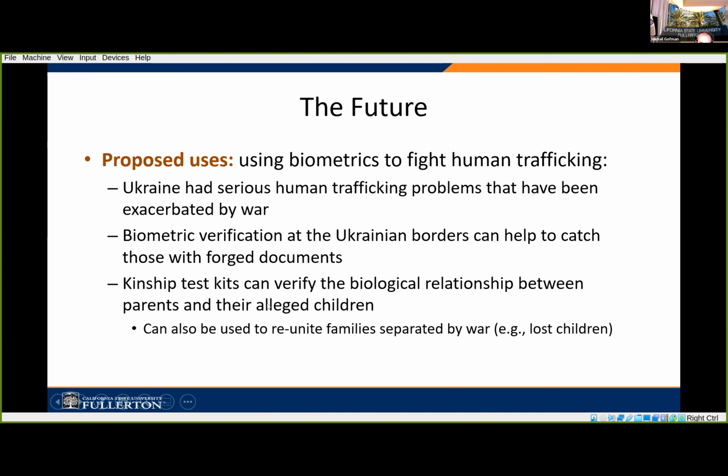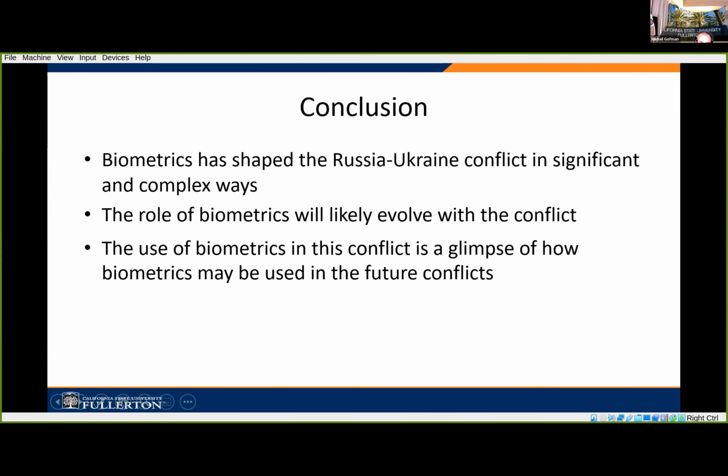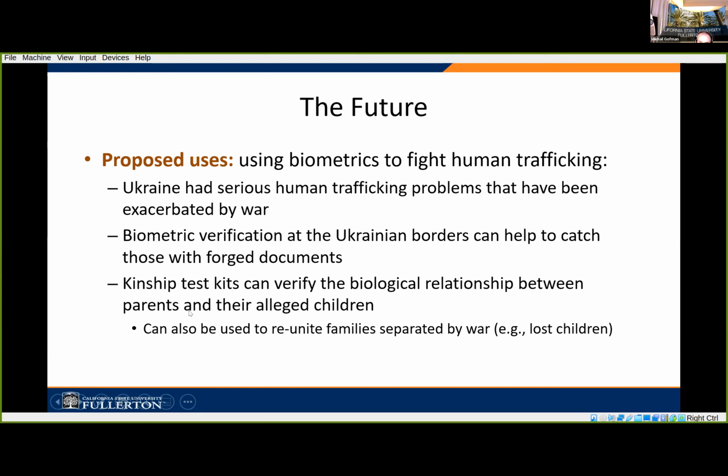Also, another powerful biometric technique, which is already available, is called kinship testing kits. A kinship testing kit can help to identify cases where children are being smuggled out of the country by fake parents. So basically, traffickers claim to be parents of the children when in fact they're not. So kinship test kits can actually be used to verify whether the individual can actually be biologically related to the child. By deploying those kits, which are very quick and very accurate, they can be used to catch attempts to traffic children out of Ukraine.